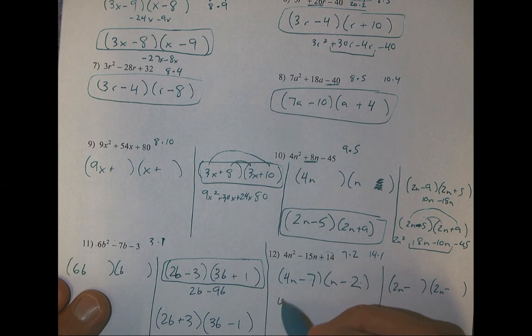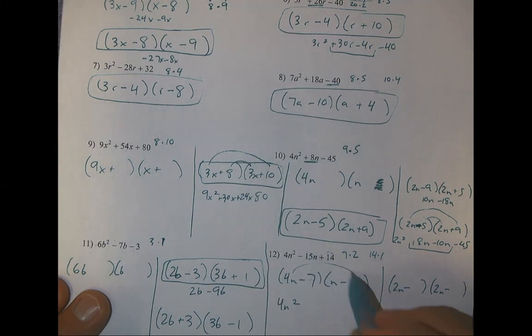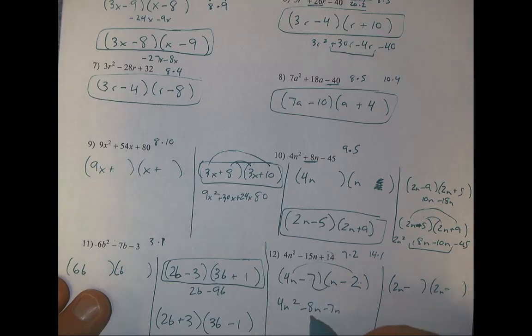So 4n times n is 4n squared. We're good. Then I multiply here. That's negative 8n. Multiply here. That's negative 7n. Hey, that's going to get me negative 15. And I already know out here I'm going to get positive 14. That's why I chose those two numbers. So this is going to work. And so this is my right answer.